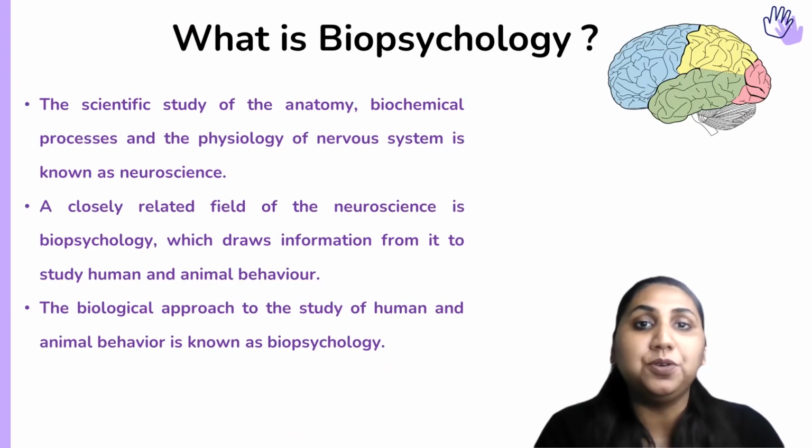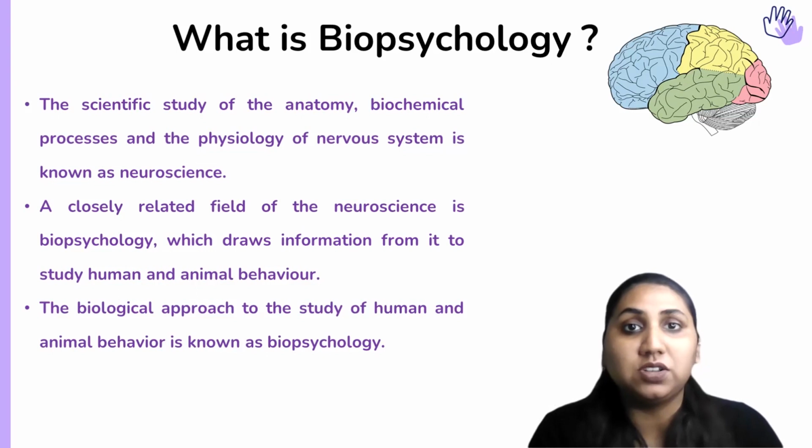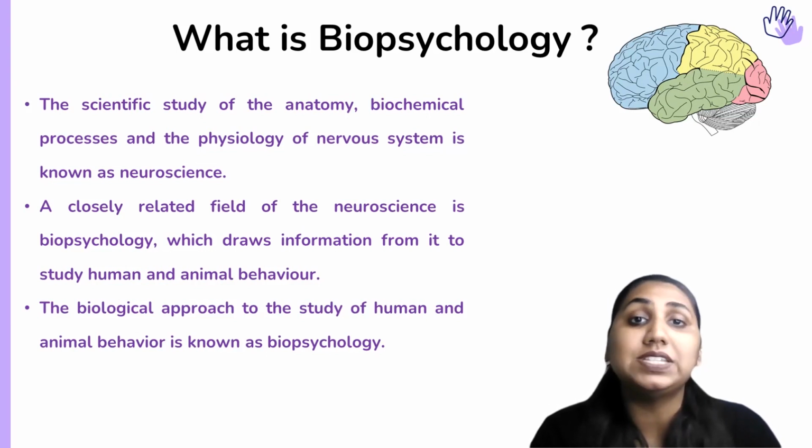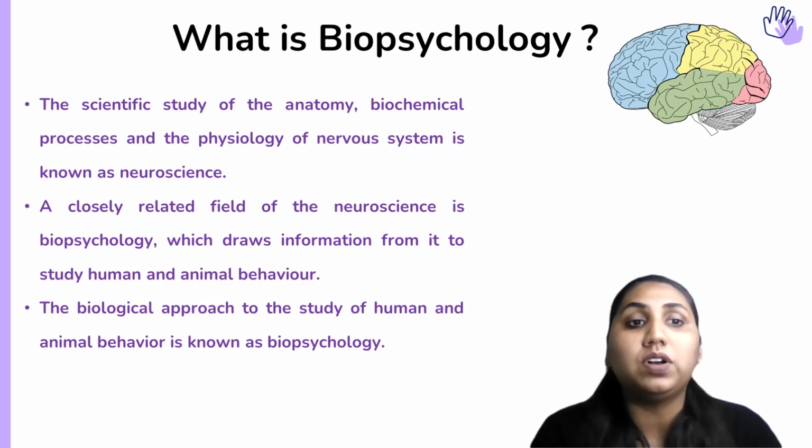When we talk about biochemical, biological or anatomical aspects of behavior, they were all rooted in neuroscience, and a closely related field of neuroscience is biopsychology. So biopsychology came from neuroscience, where neuroscience focused on studying the anatomy, biochemical processes, and physiology of our nervous system. And something closely related to this was biopsychology.